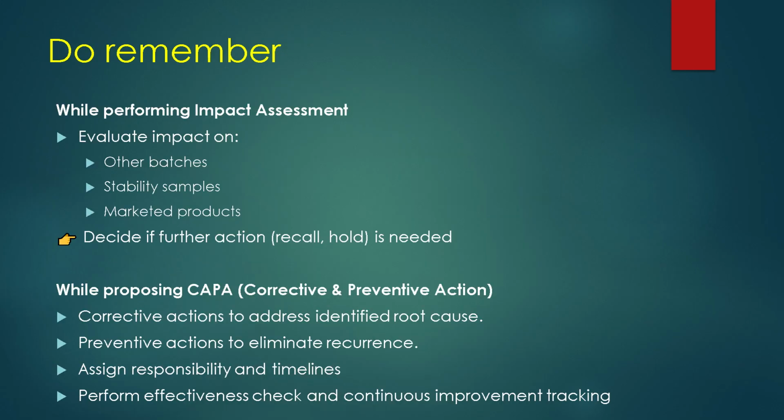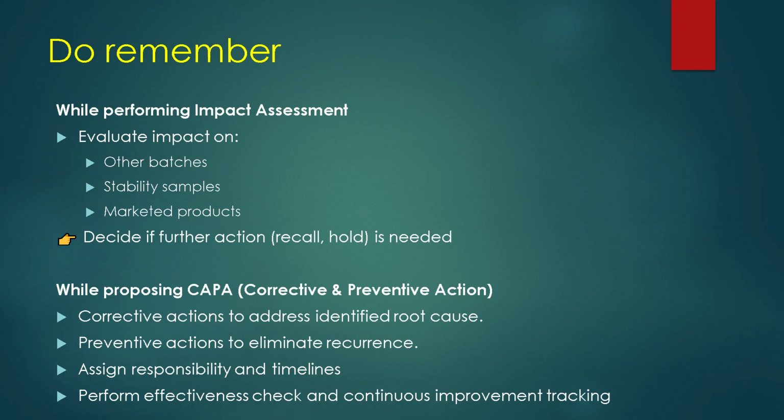While performing impact assessment, the potential impact on the other batches, stability samples, and marketed products is carefully evaluated. Based on this evaluation, a decision is made on whether further actions such as product recall or hold are necessary. While proposing CAPA, corrective actions are defined to address the identified root cause and preventive actions are established to eliminate the risk of recurrence.